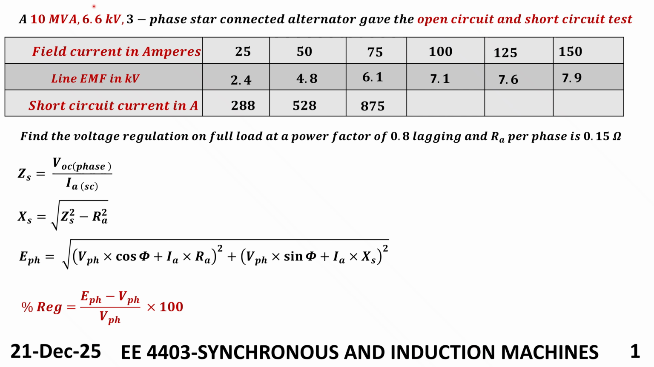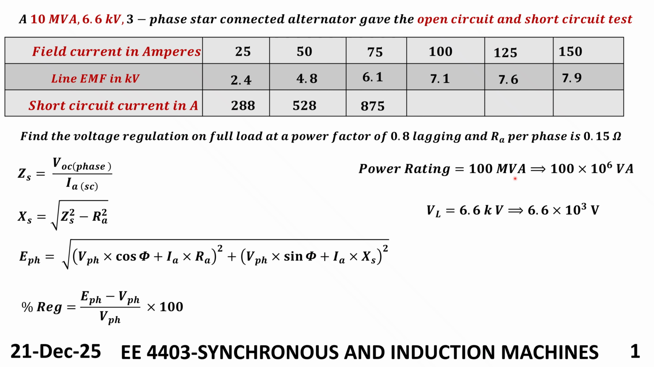So first, the given data are in kV and MVA, so we will convert them in terms of volt ampere and volt. The power rating is 10 MVA. Since it is M, we will write 10 power 6 volt ampere. And voltage is given in kV, so we will write 10 power 3 as volt. Or you can multiply 6.6 into 10 power 3, which becomes 6600 volt line voltage.